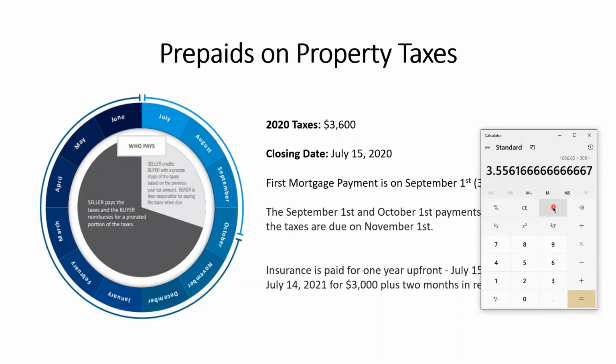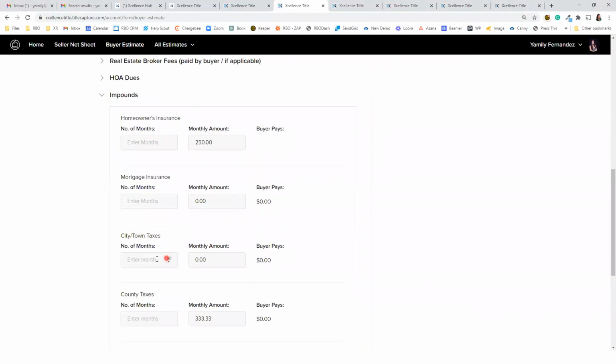So with this said, the lender is probably just going to want to collect 4 months. 4 months in taxes is what they're going to want to collect. Let's go back into our Xcellence title system. All right. And we're going to go ahead and enter 4 months right here. Right there is where we're going to enter it, 4 months. So that's how you figure out the prepaids, guys, which in this system is called impounds. But pretty much it's the same meaning.